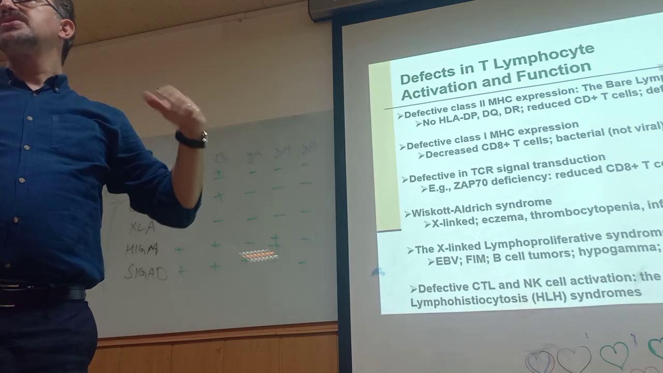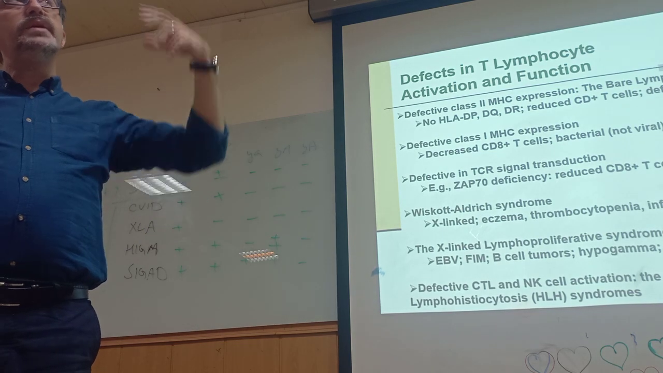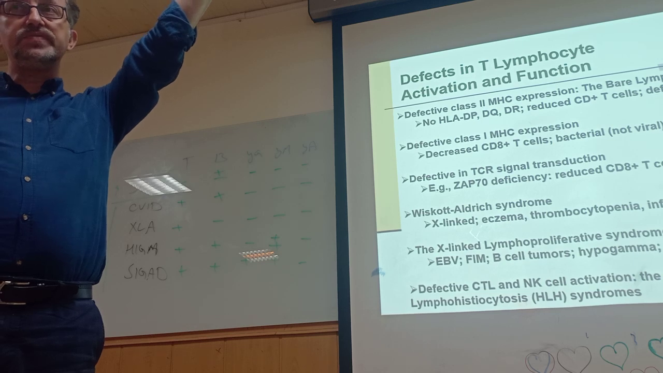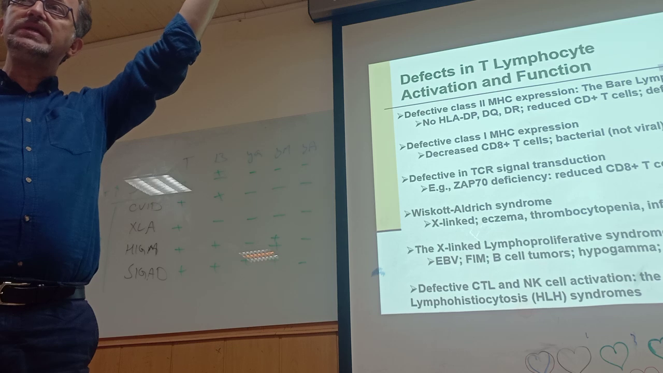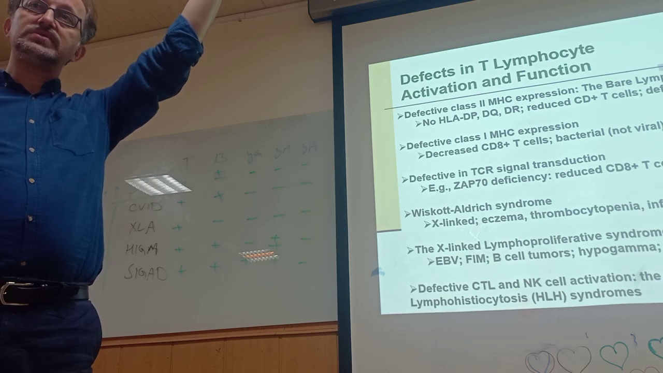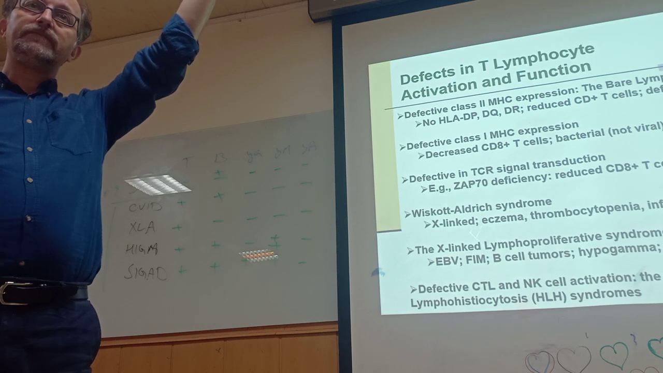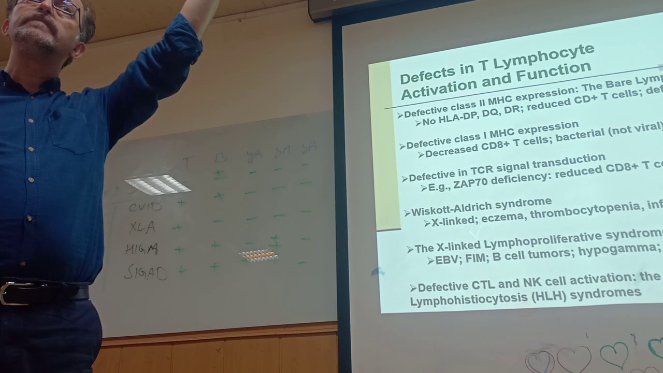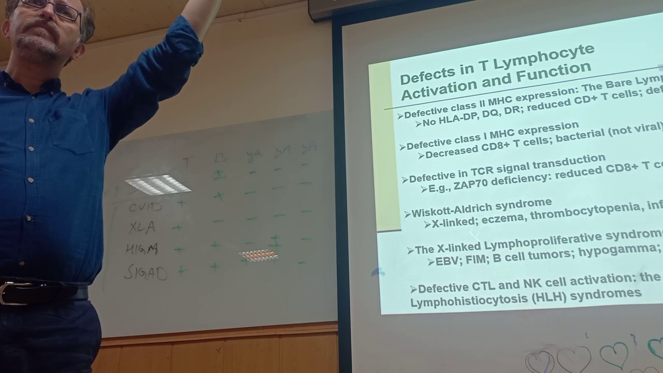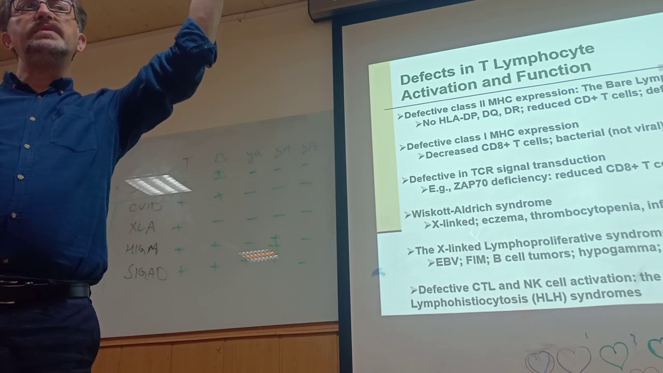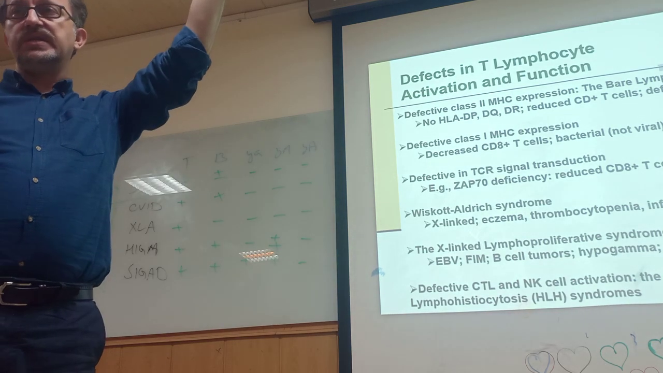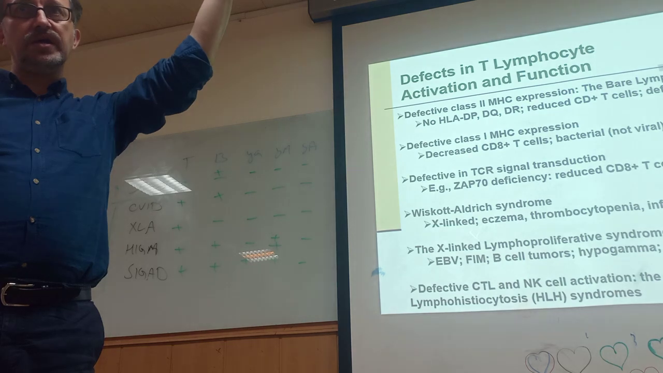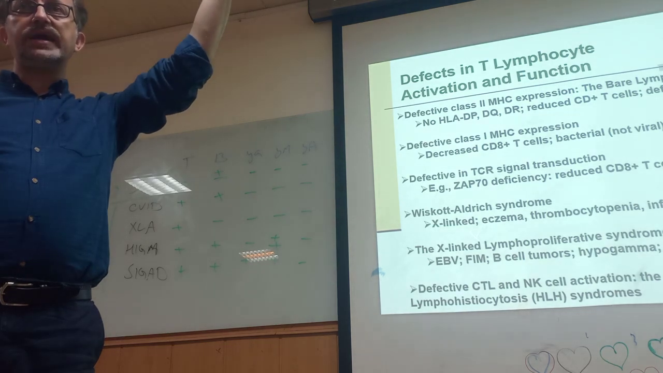Okay? So if a patient has MHC class 1 deficiency, it means that CD8 should be low and HLA, DP, DQ, DR cannot be expressed. Am I right? Reverse. No, sir. We have defects of MHC class 1. CD8 should be low, okay? And HLA, DP, DQ, DR cannot be expressed.